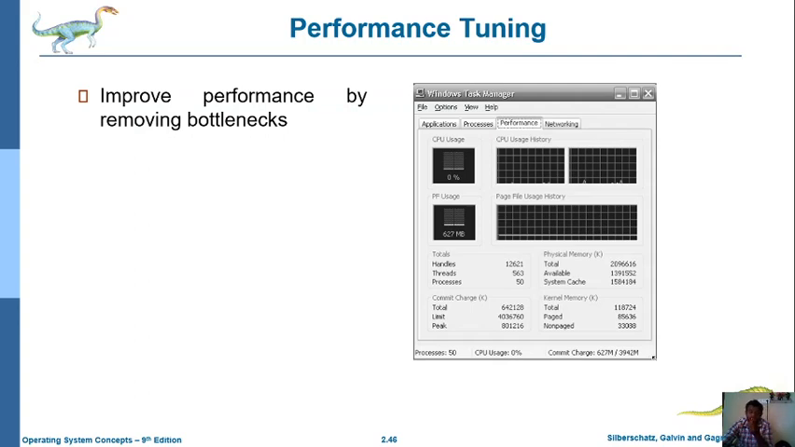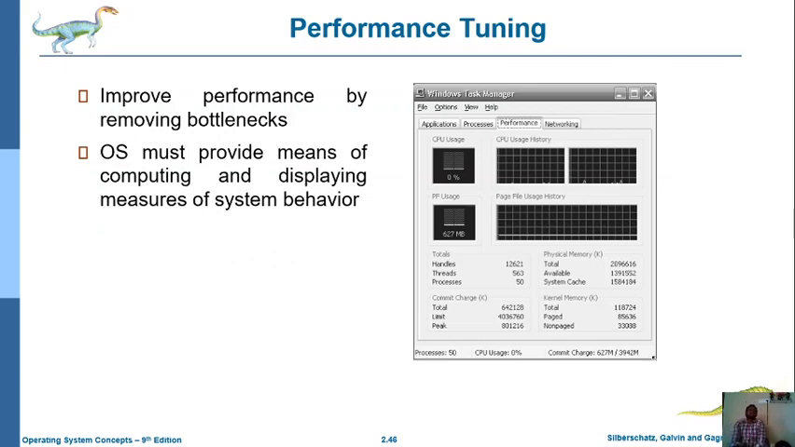At that situation, it is responsible for finding the errors or bugs, and then it is also responsible for removing such bottlenecks. And in this process, the operating system must provide some means of computing and displaying measures of the system behavior. So while we are using the task manager, the operating system must support that particular tuning process to improve the system's behavior.